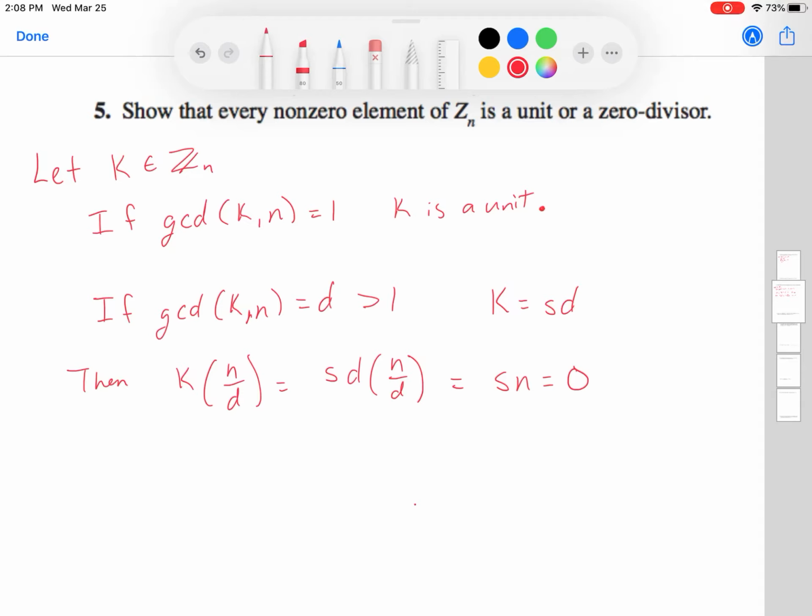Now how do I know that sn is equal to 0? Well, because I'm mod n and I'm taking something times n, so it has to be equal to 0. I had to get away from having fractions before I got there, though. So we found our case for where it's a unit, and now we're seeing that as long as they're not relatively prime, then k is a zero divisor.